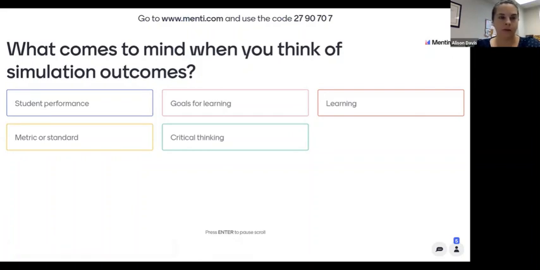So, simulation outcomes. We've already talked about these: critical thinking, goals for learning, metric or standards, student performance. And yes, outcomes are always the end state. A lot of times, you're familiar with Kirkpatrick's levels of evaluation. You hear that a lot with outcomes, especially in simulation. So Kirkpatrick has 4 levels, and they use alphabet versus number. So level 1 or A is reaction. That's simply measuring the student's satisfaction with training.